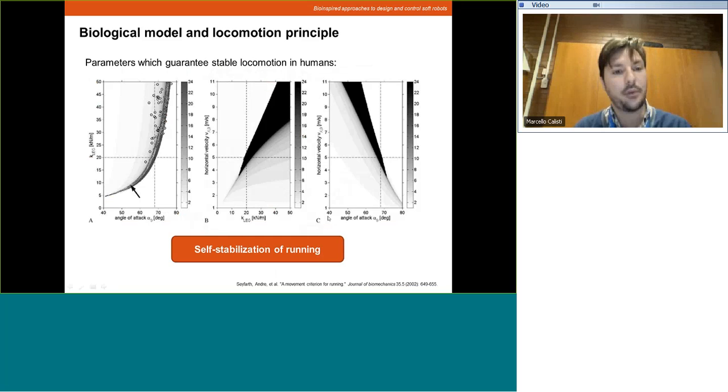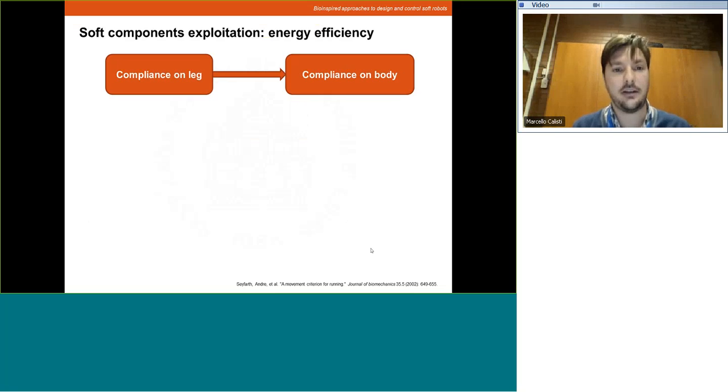So by using the proper stiffness, so the proper compliance, in combination with the mass, you can obtain self-stabilization of running. That means that you guarantee stability with respect to disturbances by using the passive dynamics of your system. And that's a core example and a core principle to build your robot in a way that when you implement a more complex controller, you have behind you some passive dynamics which helps you with this kind of complex function.